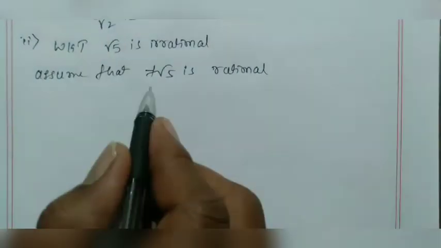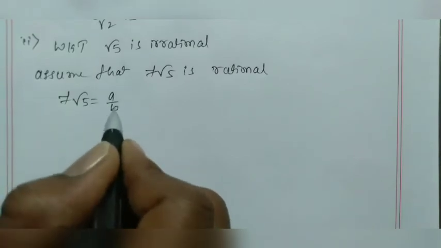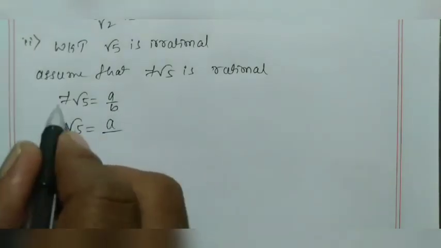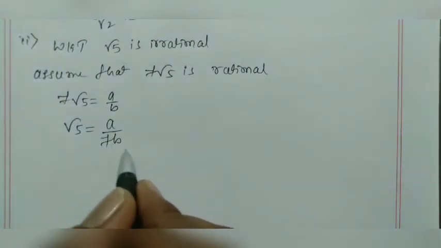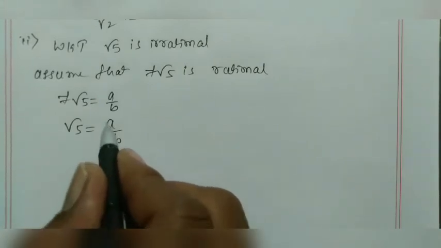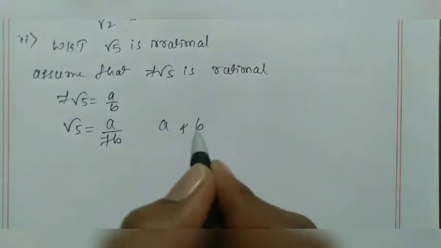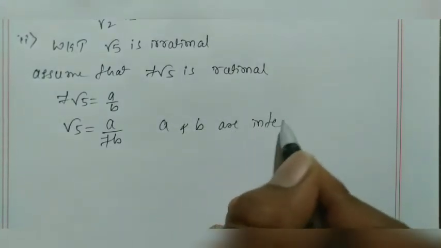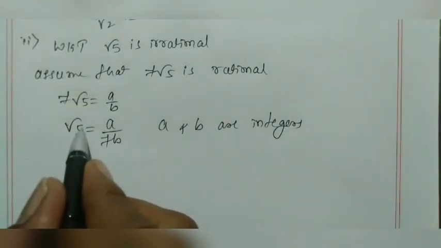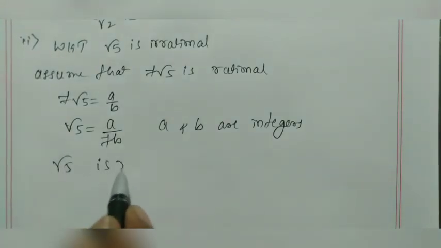If 7 root 5 is rational, then this can be written in the form of a by b. So root 5 is equal to a divided by 7b, a by 7b. Here a and b are integers. So if a and b are integers, then root 5 is rational.